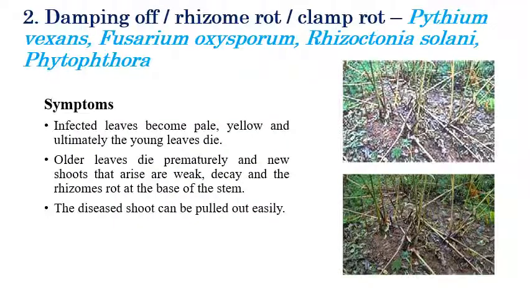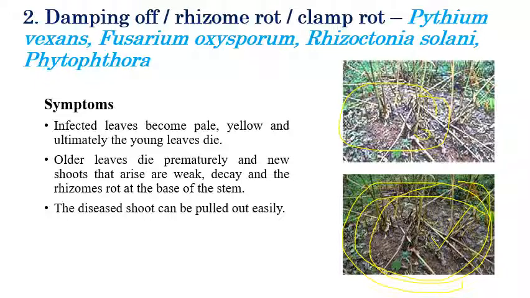The second disease is damping off, also called rhizome rot or clump rot, which is caused by the species of Pythium, Fusarium, and Rhizoctonia. Coming to the symptoms, we can clearly see the infected leaves here. Falling of leaves can be clearly seen. Initially, the infected leaves will be pale yellow or pale brown in color. In later days, the leaves will die and fall down. Older leaves die first and premature defoliation can be seen, and decaying of rhizomes can also be observed here. That is the major symptom.